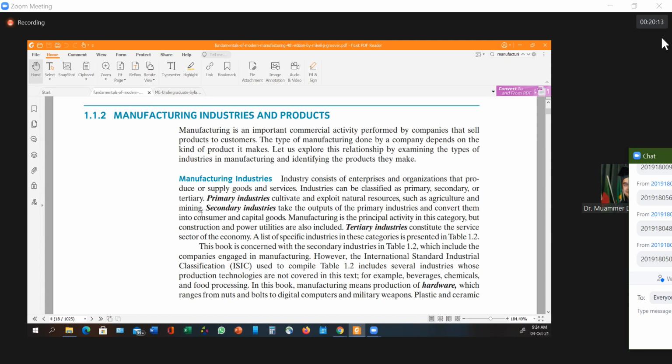So if we say we have a coal mine, that's a primary industry. If we say we are using agriculture, right? We are producing rice and jute and all, primary industry, because we are taking resources directly from nature and using it. We are taking the raw material from nature and then we are producing a new product.